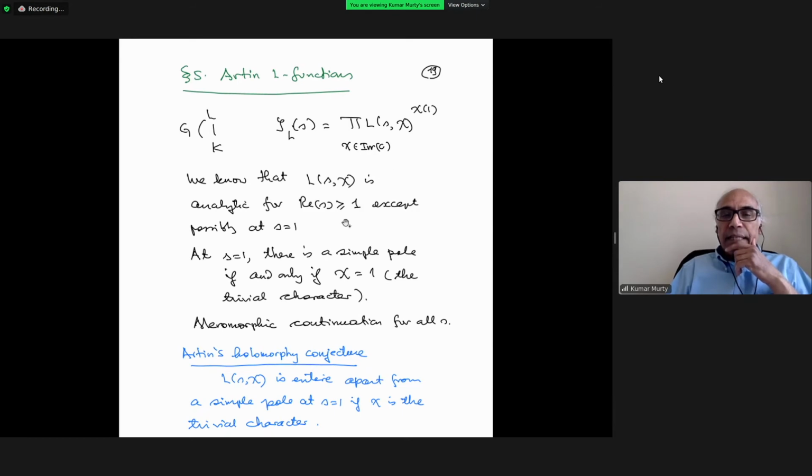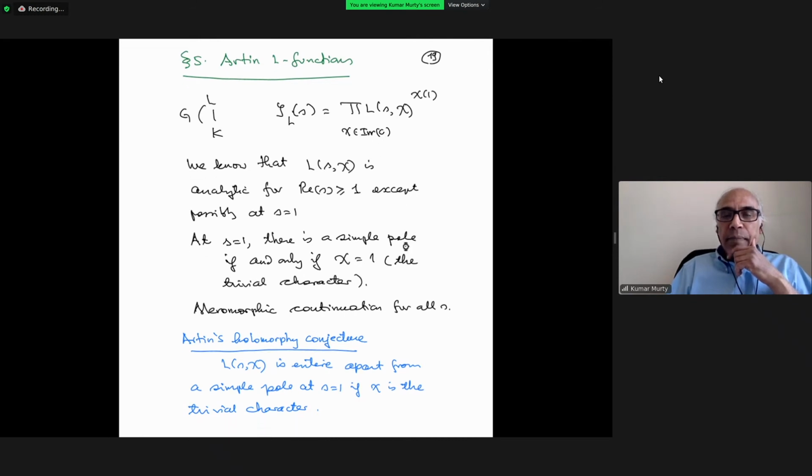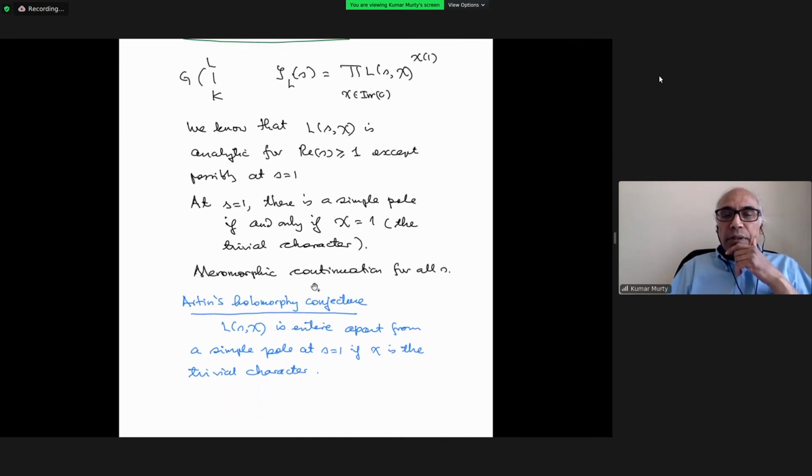We know that it's analytic for real part of s bigger than or equal to 1. It might have a pole at s equals 1 if it's a trivial character. So there's a simple pole if and only if we have a trivial character. Remember, I'm going over irreducible characters. And in general, all we know is that we have a meromorphic continuation, but there might be poles.